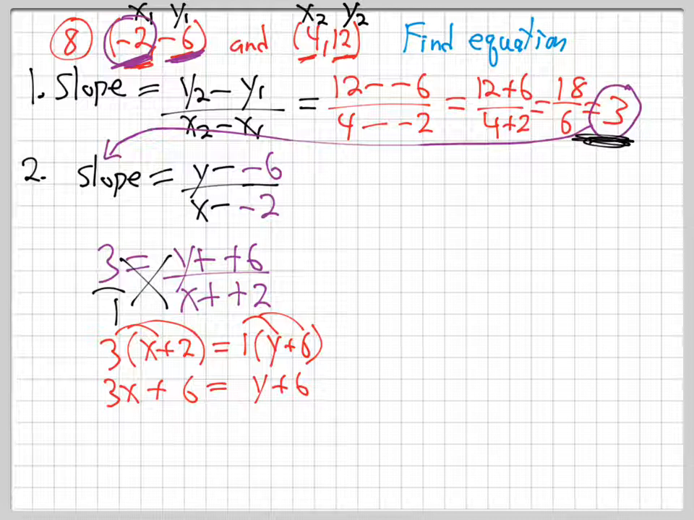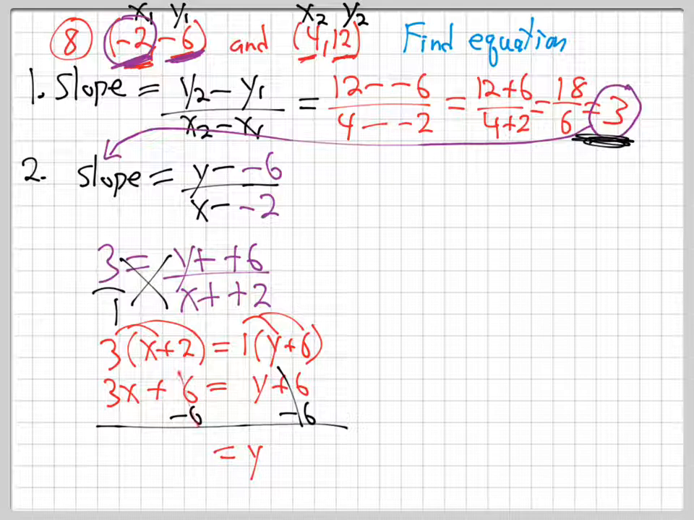And last step to get y alone? Take the 6 over. Subtract the 6. Boom. Y is alone. This cancels too, huh? It's just y equals 3x. And we're done. Yep.